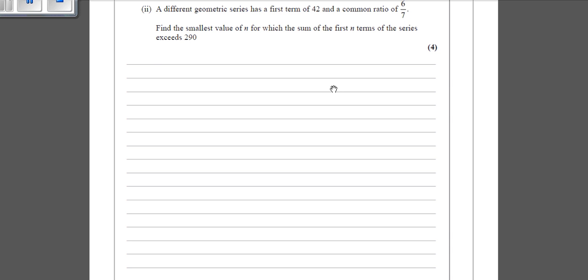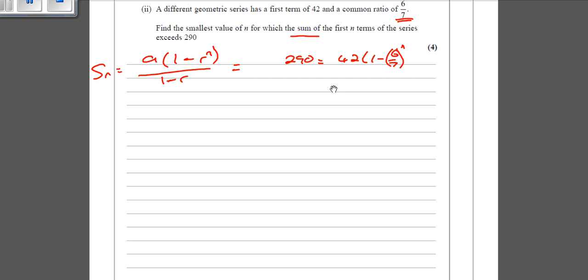So we're looking for the sum, so that's going to be a, and we've got the ratio which is less than 1, so 1 minus r to the power of n over 1 minus r, and that's going to be the sum of a series. Then what we do is we set that equal to 290, and that's going to equal 42 times 1 minus 6/7 to the power of n. Remember to put that in brackets, all over 1 minus 6/7, which is 1/7.